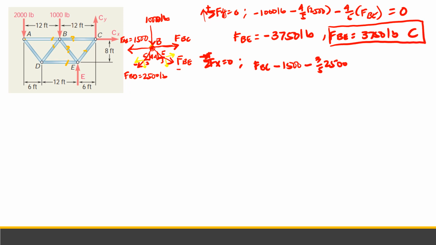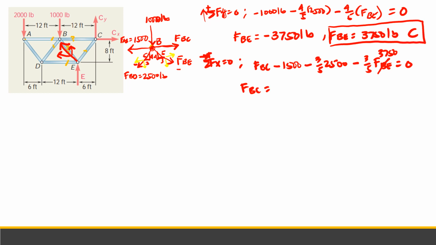And then, since FBE is in compression, meaning its x component is also negative. So that is negative 3 over 5 of FBE equals 0. So we have the value of FBE, which is 3,750 pounds. Meaning, we can now solve for FBC.